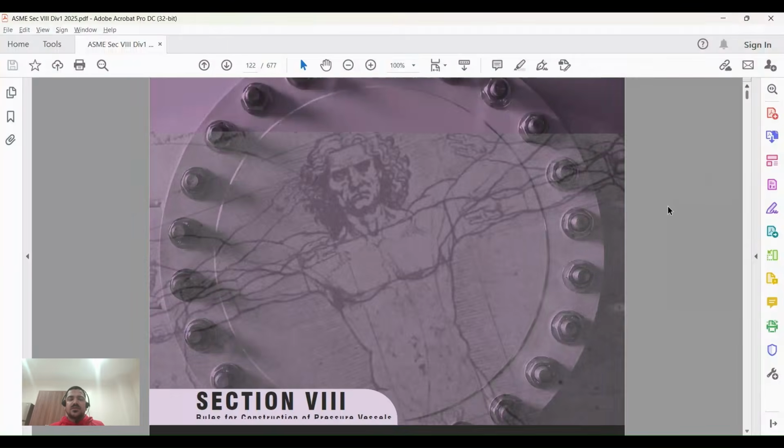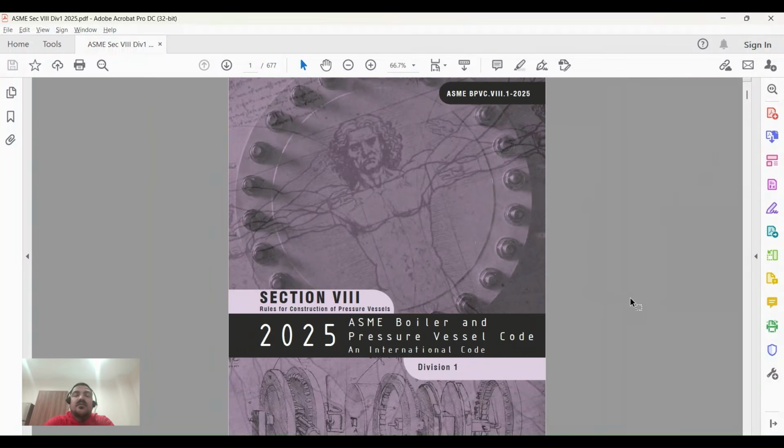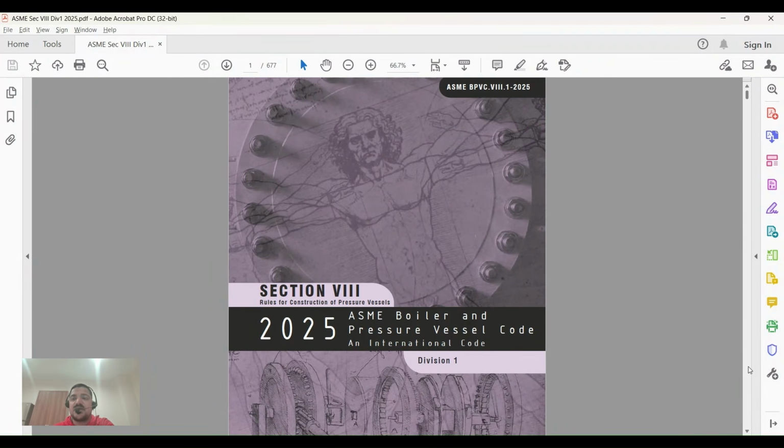We are going to start a session on one very popular topic, related to the integrity of the pressure vessel, taking the reference of the requirement of UG 99 of ASME BPVC Section 8 Division 1, 2015 edition.